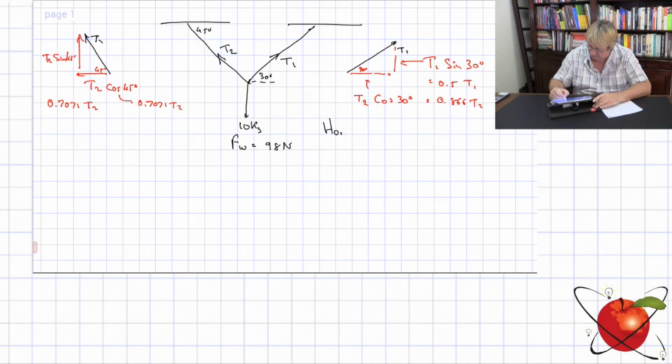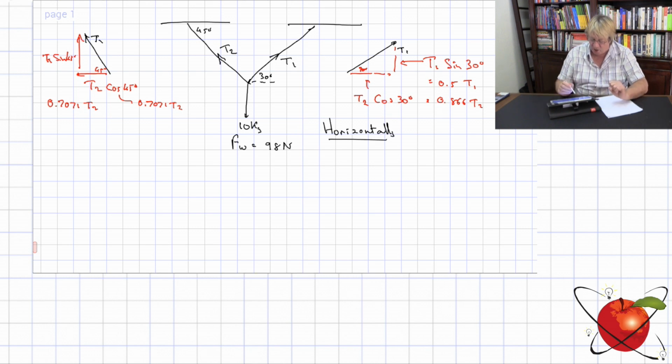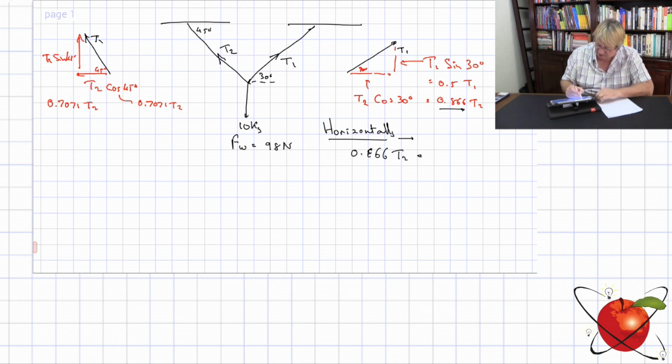Now horizontally, let's have a look. What have we got? We've got a force to the right of 0.866 times T2. See that one? That's the force acting to the right. Now, what is acting to the left? Because it must be equal. To the left, we've got a force of 0.7071 T2. There it is. And what can we do with that?